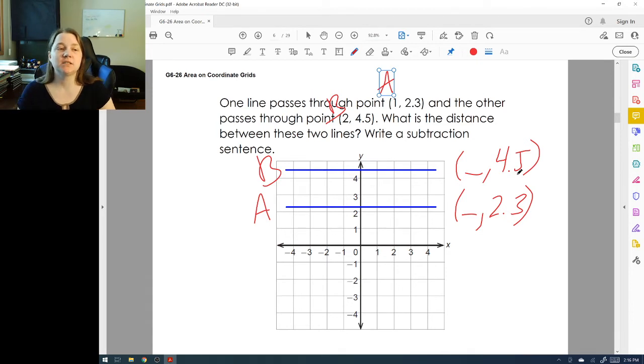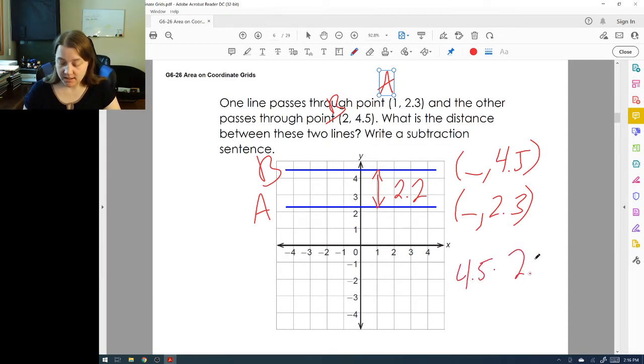To find the distance between these two lines, we want to subtract 4.5 minus 2.3 so that we would know the distance between these two lines is 2.2. How do we know this? 4.5 minus 2.3.